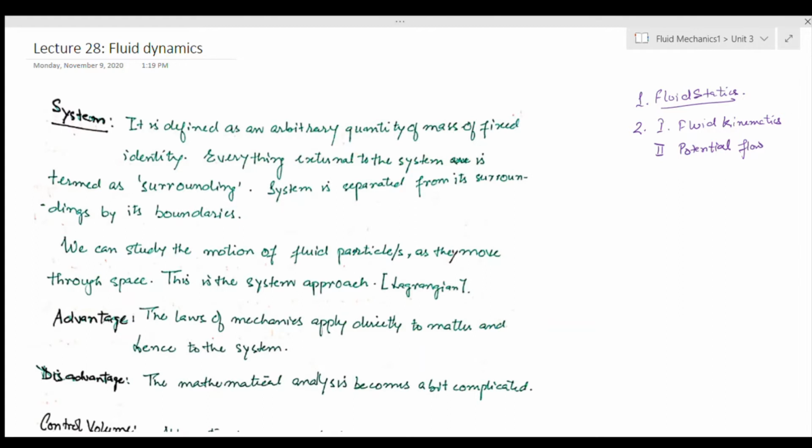We moved on to the second part of unit 2 and said that this was potential flow theory. What we were doing in potential flow theory is trying to analyze what kind of velocity field we would have if we have a potential flow, which is an incompressible irrotational flow.